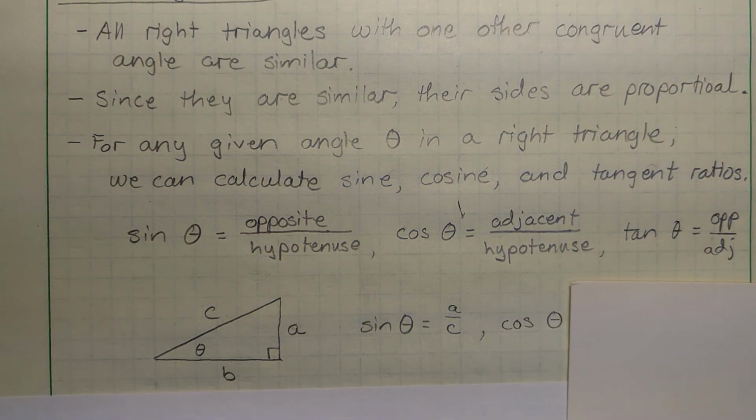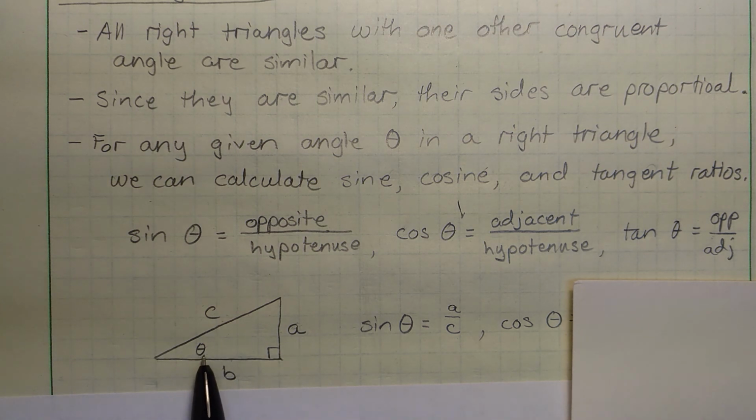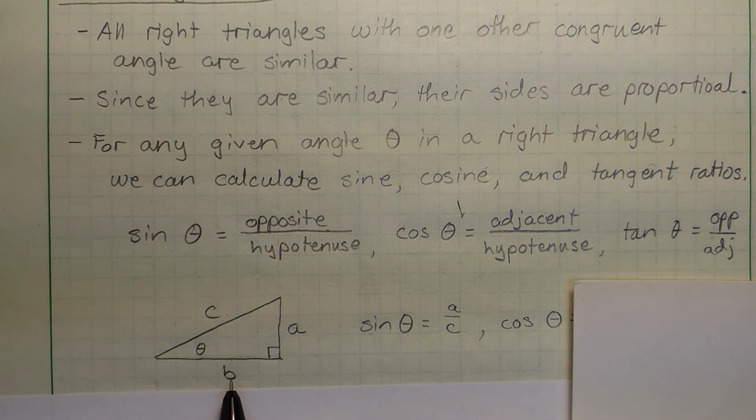So then if I look at the cosine of theta, now I want the adjacent side. Well, this is the hypotenuse, this is the opposite, so that leaves only B as the adjacent. It is the side that is next to the angle here, so it helps form the angle theta. It's one of the sides of the angle theta. The angle theta is formed by both one of the legs, that's the adjacent, and the hypotenuse. So that's going to be B over C.